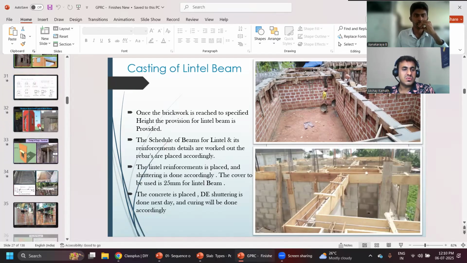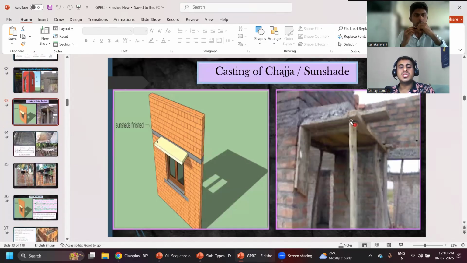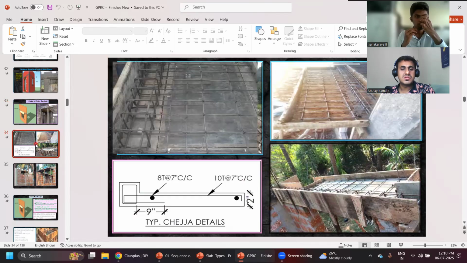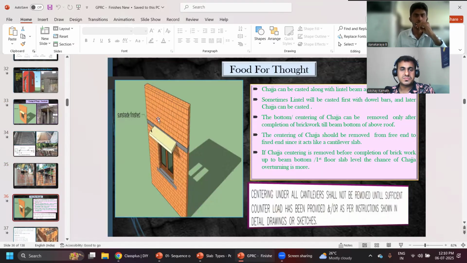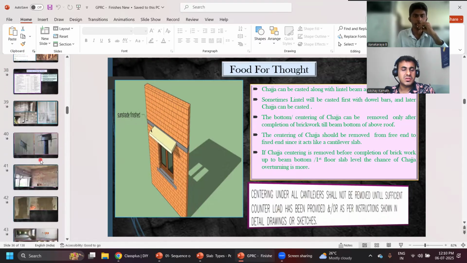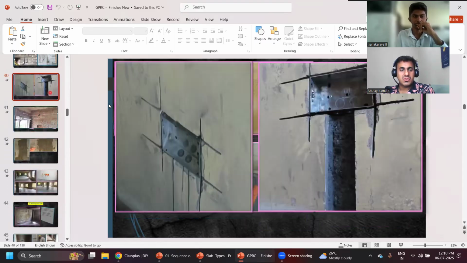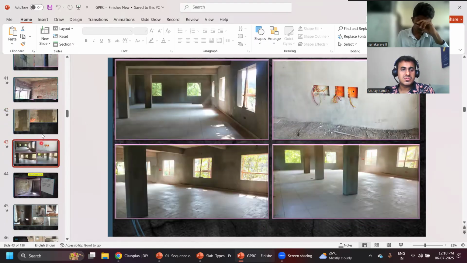Then what else did you learn? When will you do the deshuttering of a chajja? The deshuttering of the chajja is done after the finishing of the block work, sir. Whatever block work you have above, that you have to finish. Okay. Then what do you call this work? Sir, chasing work.